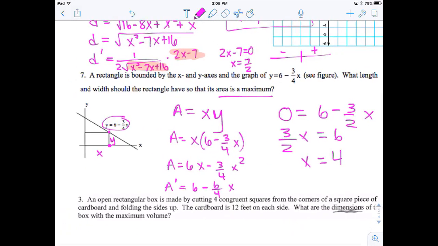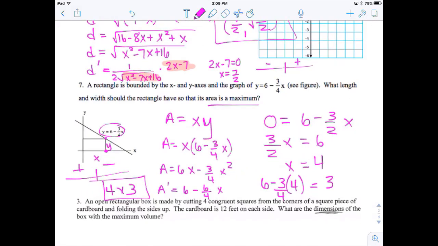And then it's actually a maximum, so make sure you go from positive to negative. And to find your y value, plug it back in. So 6 minus 3 times, or 3/4 times 4, which would be 3. So the length and width should be 4 by 3.